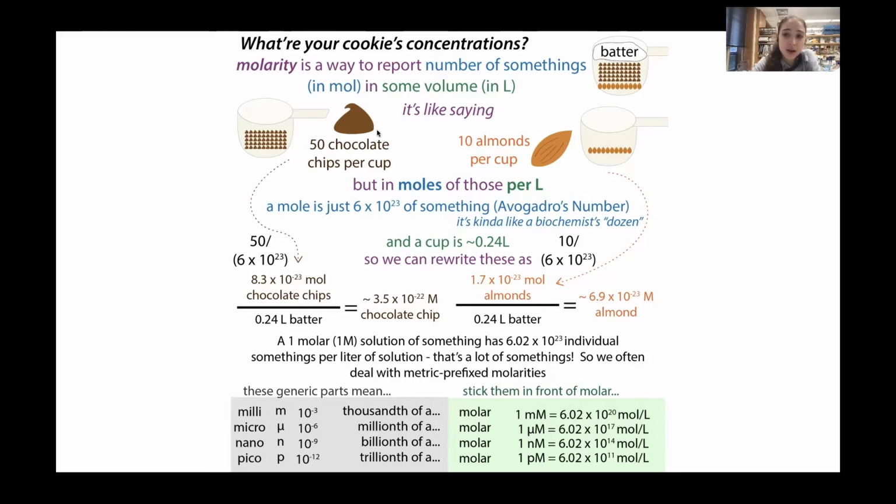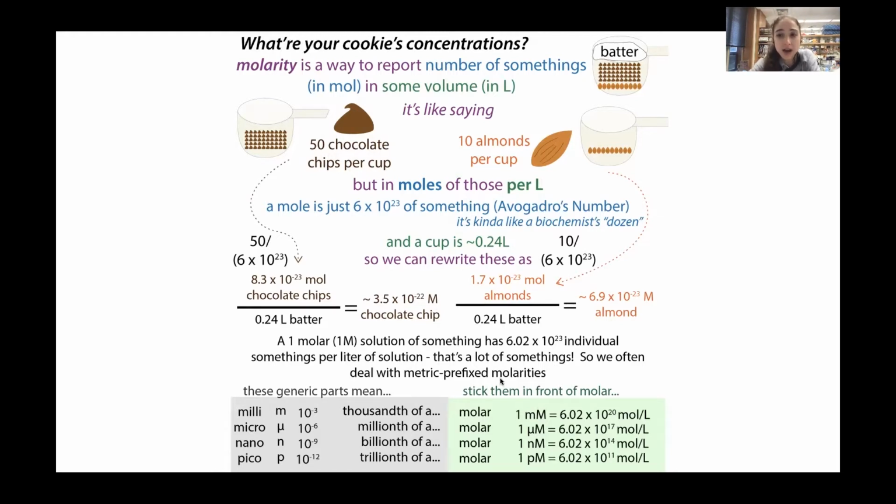And so we use molarity. We can do this for anything. So if we were making cookies, if we had 50 chocolate chips per cup, it would turn out to be a really, really small molarity of chocolate chips. We do the same thing with almonds. But basically we do this with molecules more commonly.